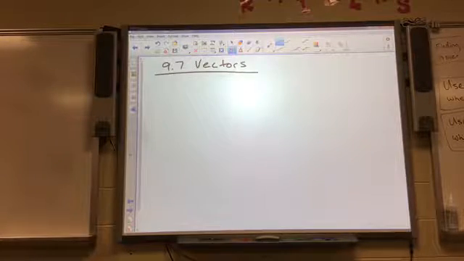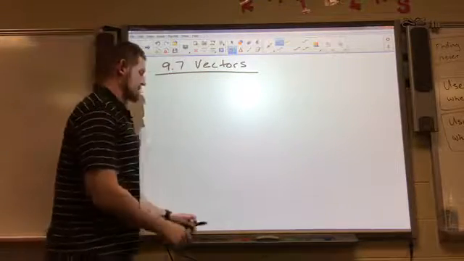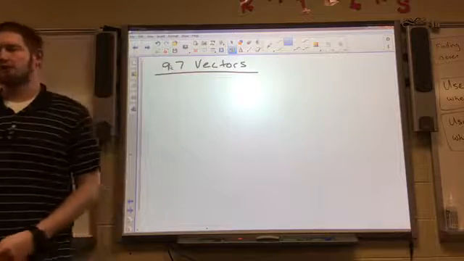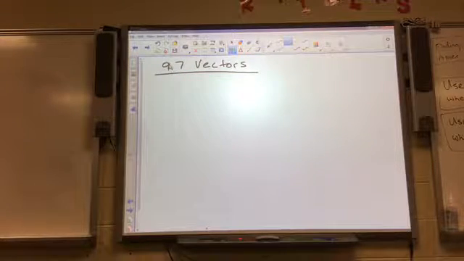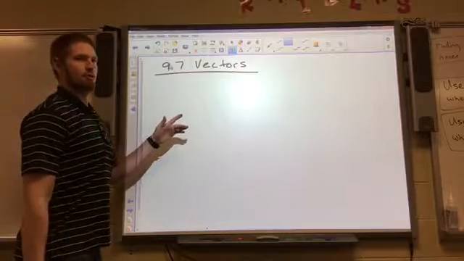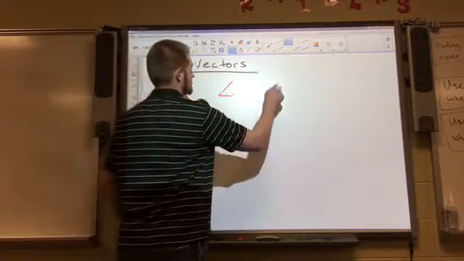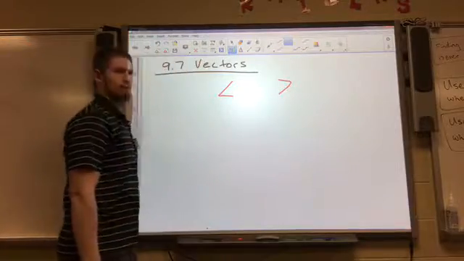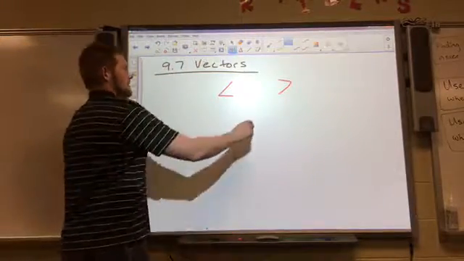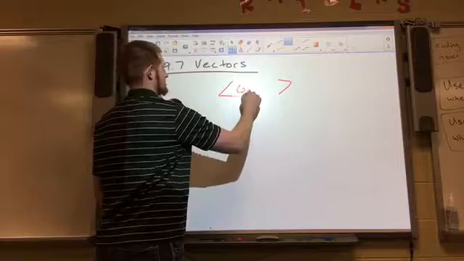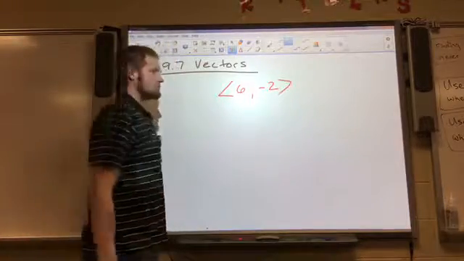Alright, 9.7 is about vectors. Now the nice thing about this section is we have actually done almost everything in here. We're just using it in a different way now. When we're given a vector, and I know this was on your last assignment, component form looks like this, correct? So it would have numbers maybe 6, -2.